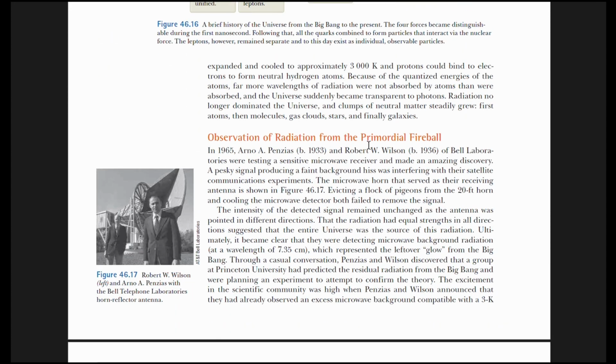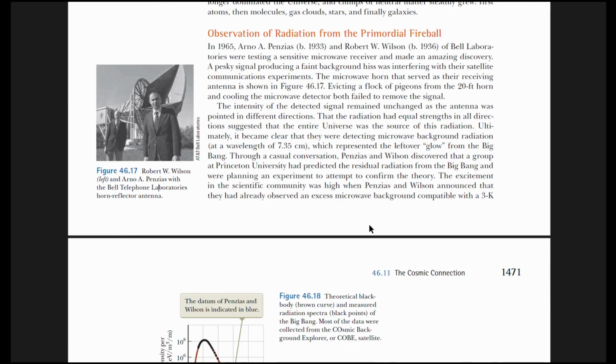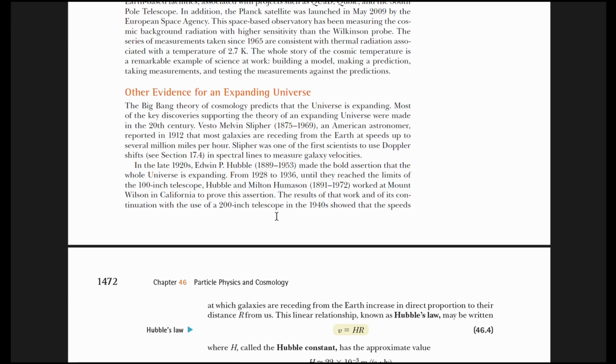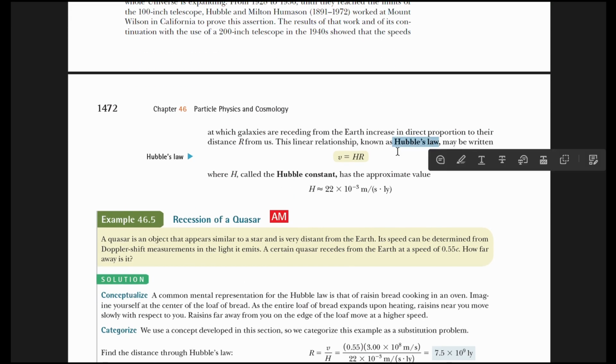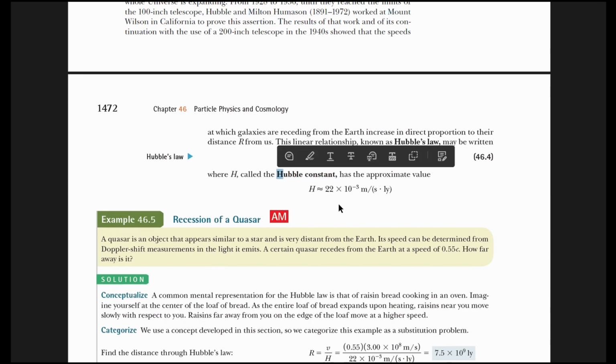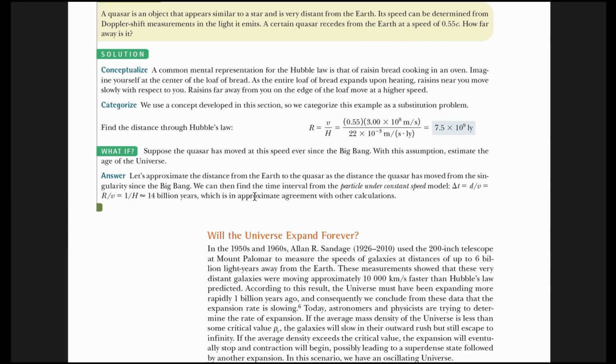Observations of radiation and the primordial fireball. Robert W. Wilson and Arno A. Penzias with the Bell Telephone Laboratories horn reflector antenna. The first telephone, I think, I'm not sure. We got some other graphs, other evidence of an expanding universe, the Hubble law, Hubble constant. You can look at stars and how stars move, and you can figure out how old the universe is from this Hubble constant. So take a look at Hubble constant on YouTube or something like that. Recession of a quasar. You can kind of do some of these examples here.